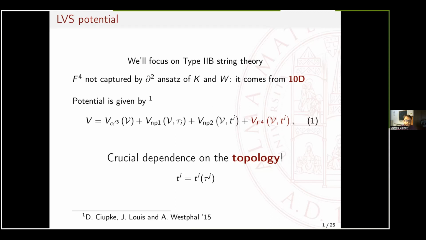This potential in LVS can be written as in equation 1, where the first term is an alpha prime cubed term, then non-perturbative terms, where the first depends only on the volume, the second on the volume and the 4-cycle, while the third only on the 2-cycles, and the F^4 corrections depend again on the 2-cycles. So in principle, it's not possible to invert the dependence between the 2-cycles and the 4-cycles. And so the dependence on the topology is really, really crucial.